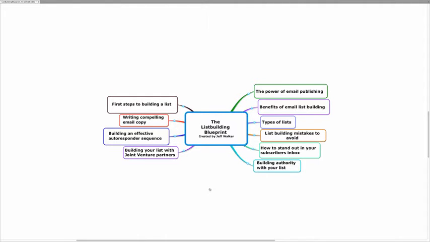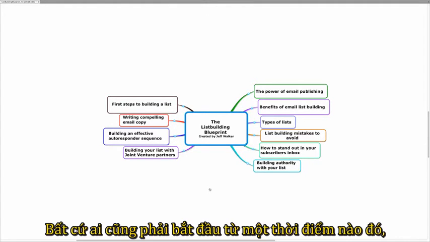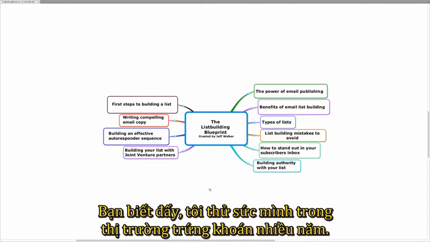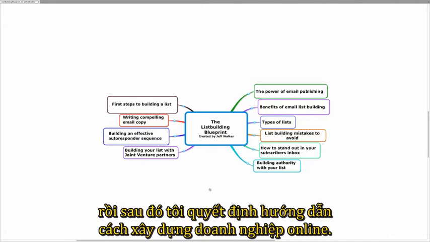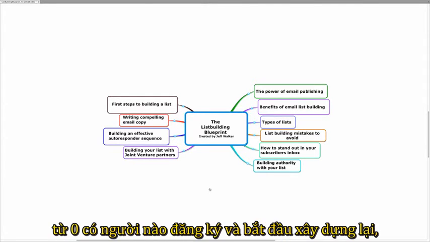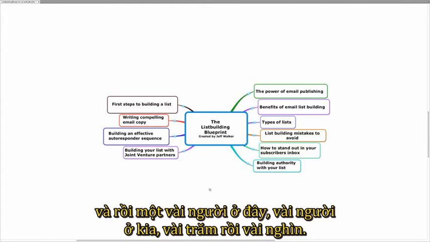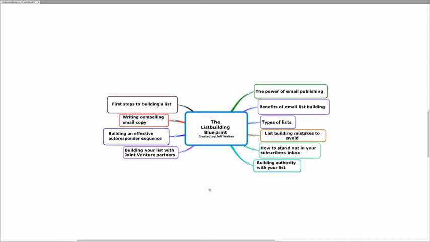But the thing is, no one is born with a list. I wasn't born with a list. Everyone has to start somewhere. And I've done it over and over. I've started over. For years I was publishing about the stock market, and I built up a big list, and then I decided I wanted to start teaching how to build a business online. So I had to start from scratch again, completely start over, 0 subscribers, and just start to build it up. A few here, a few there, and then a few hundred, then a few thousand, and then 10,000, then 30,000. Now I've got over 100,000 subscribers there. And again, I started over from scratch. So the key is to get started.